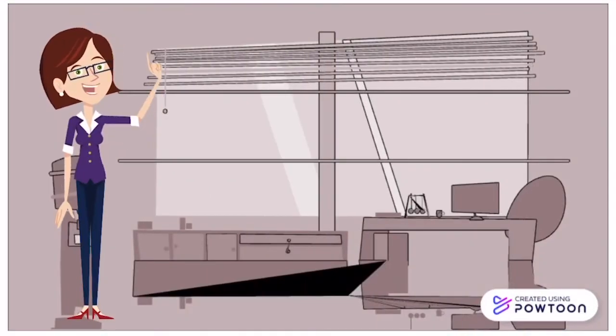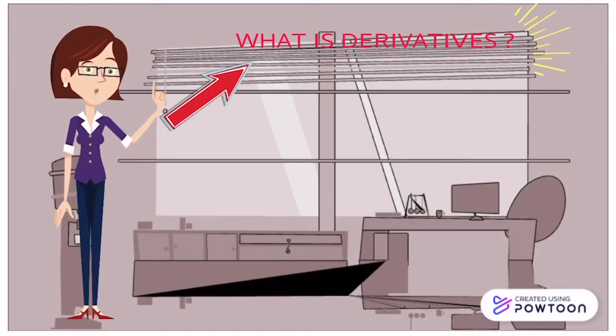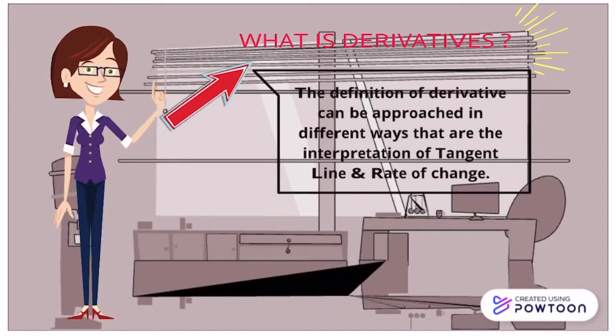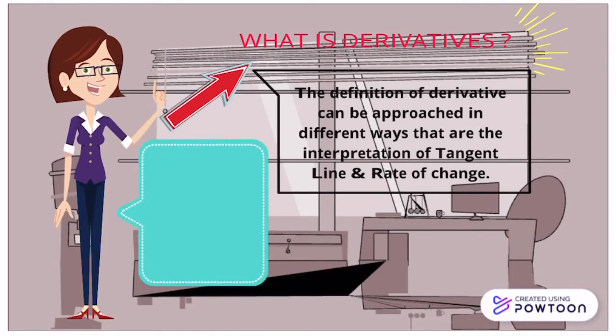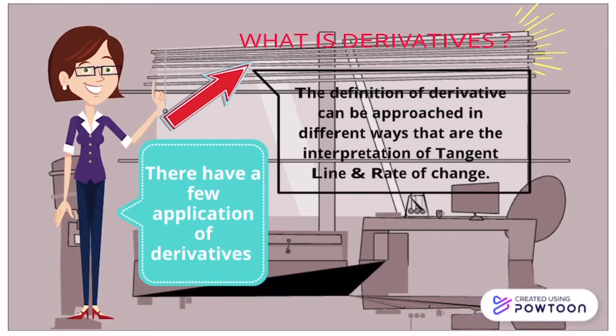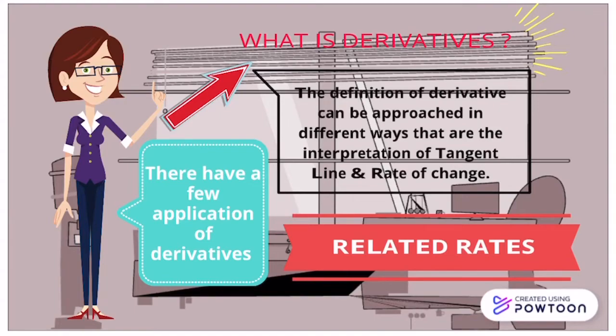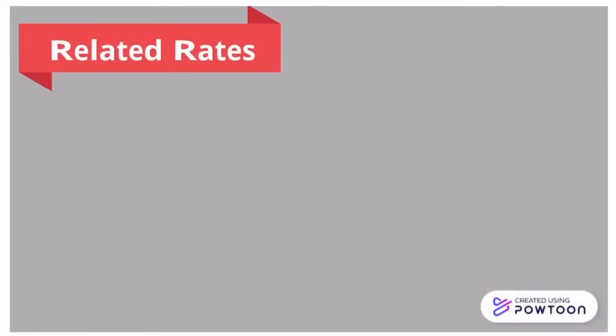Here, let me start first with the introduction. So, what is a derivative? The definition of derivative can be approached in different ways, that are the interpretation of tangent line and the rate of change. But we know that there are a few applications of derivative. But in this video, we will focus on related rate. So let's go through with the related rate.